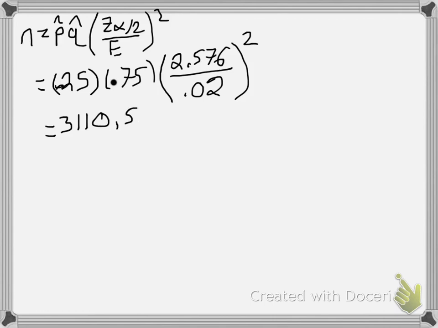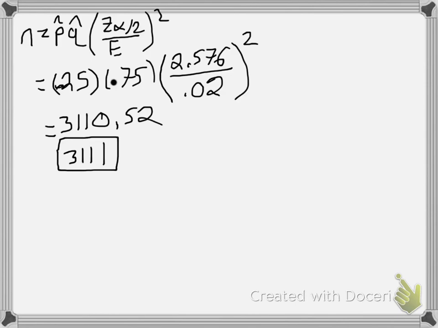All right, so that means that we have, if we do our math correctly, 3,110.52 people. You have to survey at least this many. You can't survey 0.52 of a person, so that's 3,111. Okay, please don't ever round down. Okay, and that's it. That's that part of the problem.